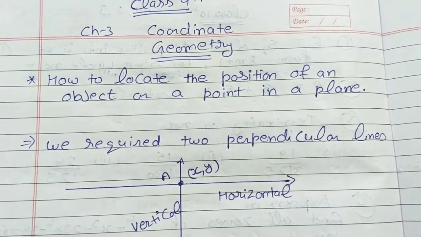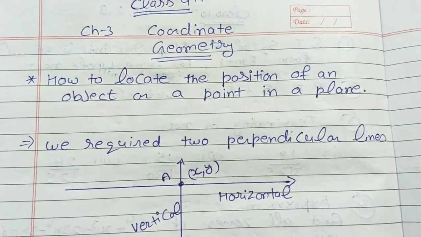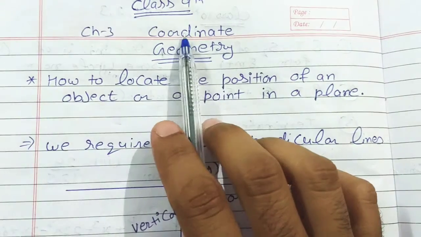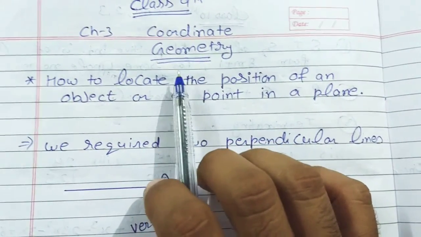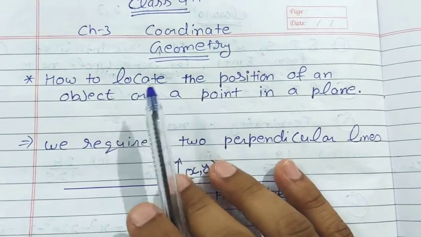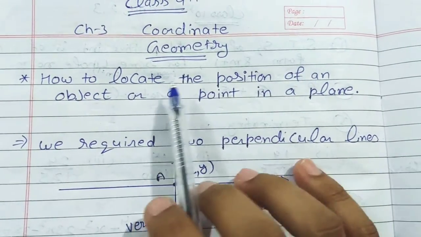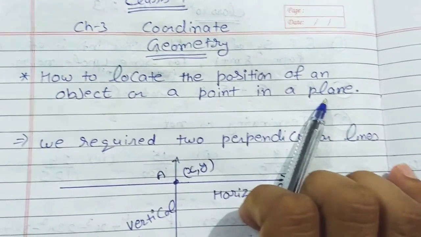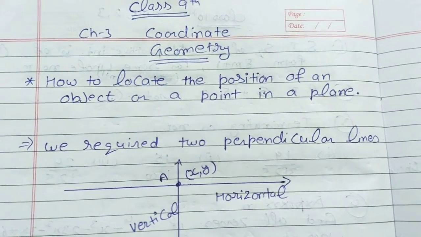So first of all, if we have to find the location of a point or any object or something else, you have to use coordinate geometry to find its exact location. All right, so the first question is how to locate the position of an object or a point in a plane. What is a plane? Plane is a two-dimensional space.